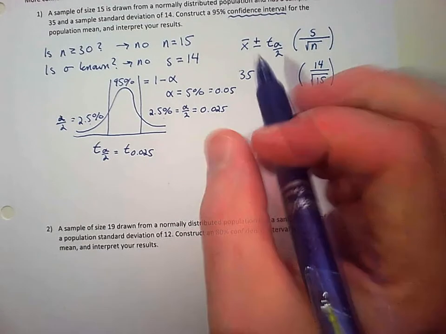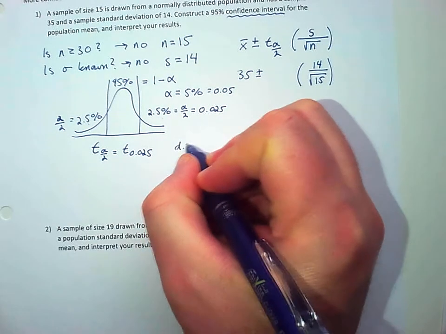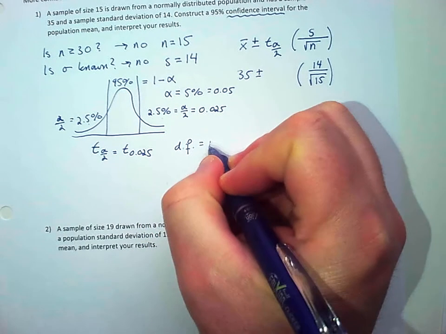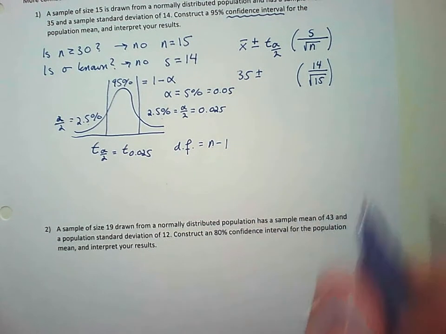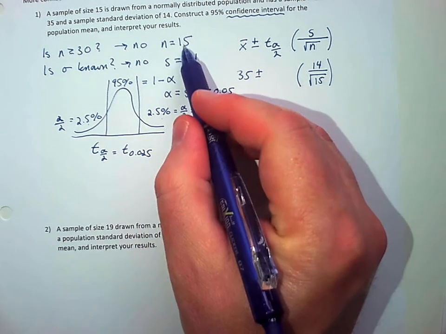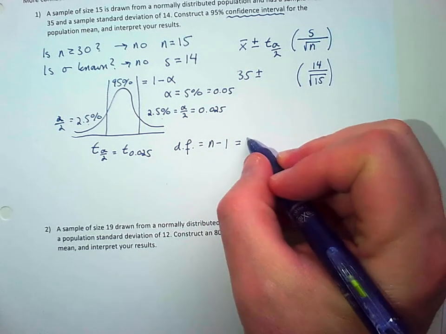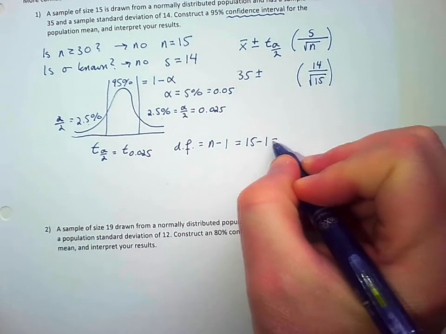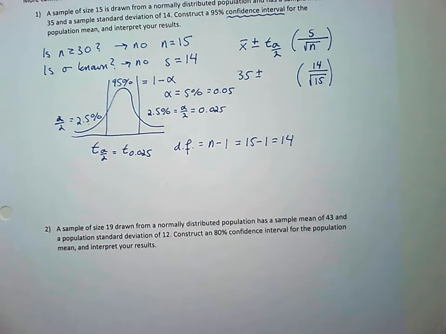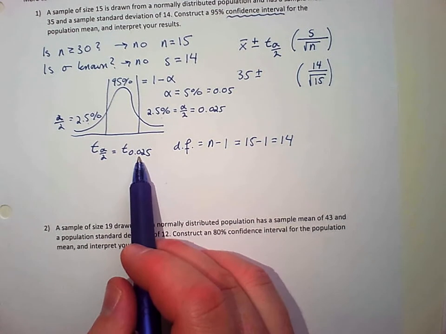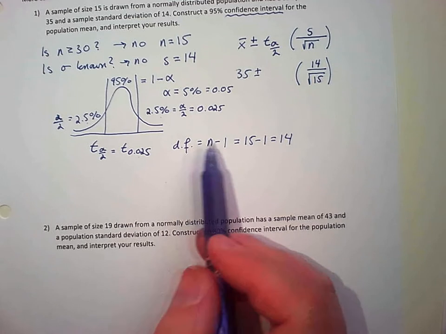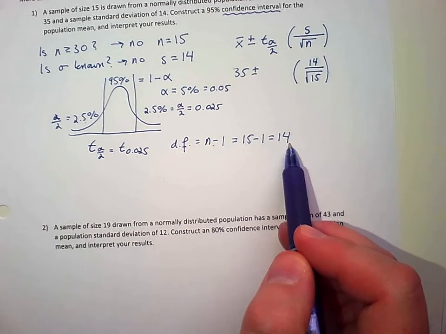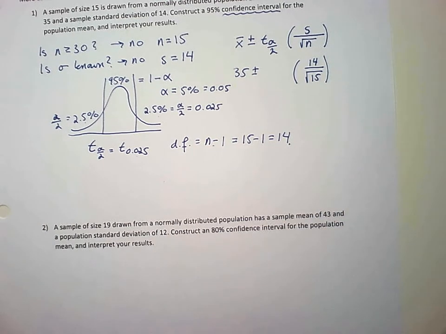So let's figure out what our degrees of freedom are. Our degrees of freedom is equal to little n minus 1. What is little n in this problem? We already said it was equal to 15. So therefore we have 15 minus 1, which is just the same thing as 14. So we know that our subscript is going to be 0.025. And our degrees of freedom is little n minus 1, which comes out to 14.